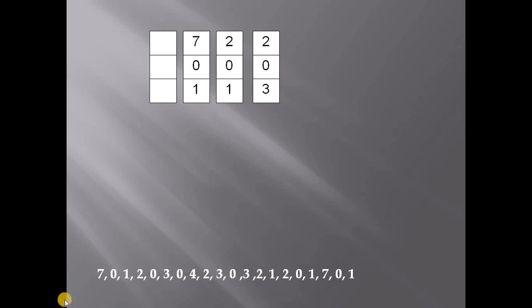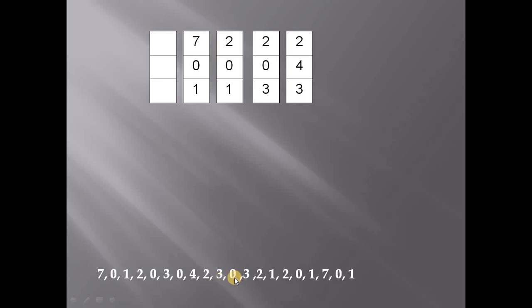So now we are going to see the next future. 2 will be referenced soon, 3 will be referenced soon, and last which will be referenced is 0. So we will replace 4 with 0. Next page reference is 2, which is already in memory, no page fault. Next is 3, no page fault.